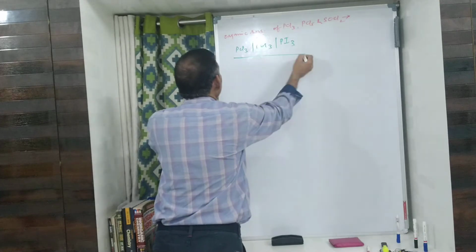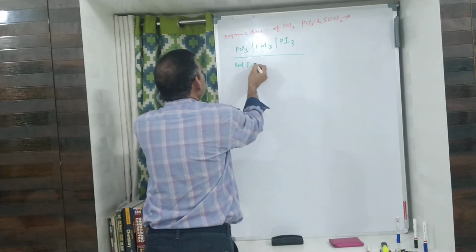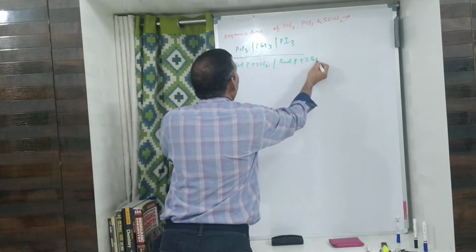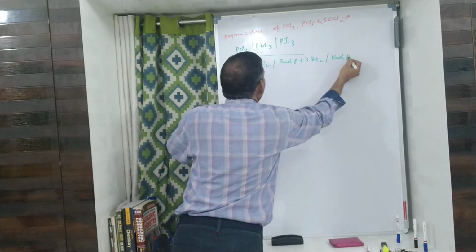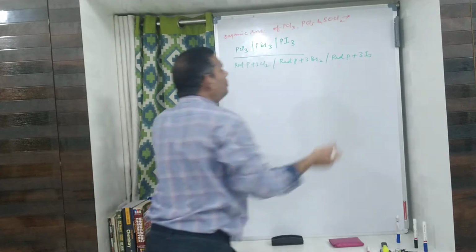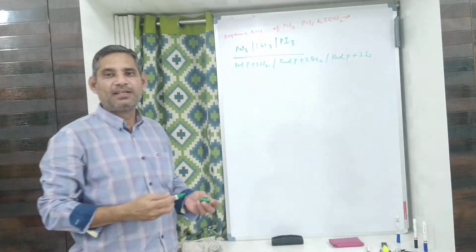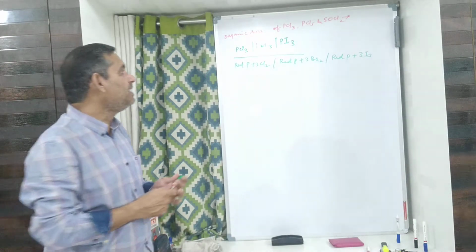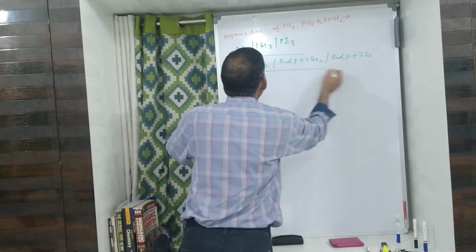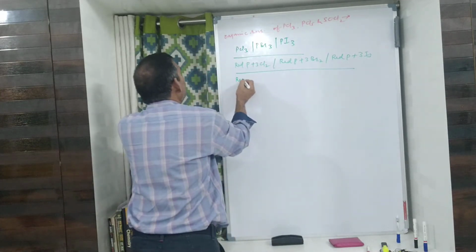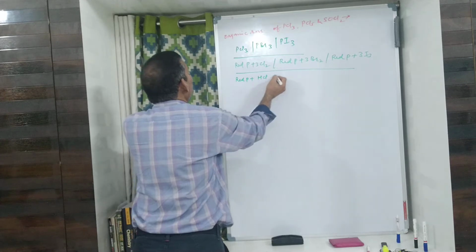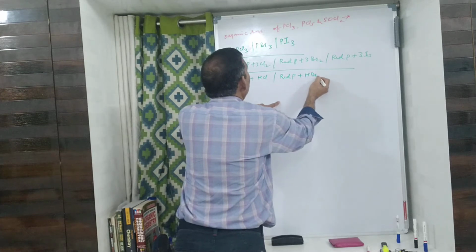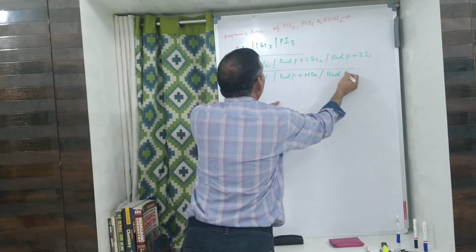Instead of taking these, you can take red phosphorus plus 3Cl2, or red phosphorus plus 3Br2, or red phosphorus plus 3I2. In all three cases, you will finally get PCl3, PBr3 or PI3. So in that context, all are one and the same. Instead of red phosphorus plus 3Cl2, what else can you take? You can take red phosphorus plus HCl, or red phosphorus plus HBr, or red phosphorus plus HI.